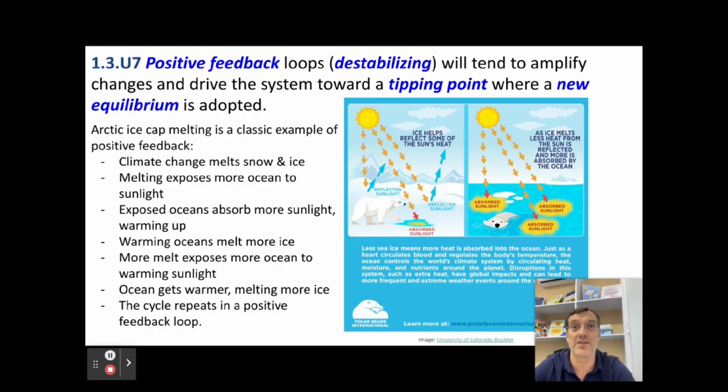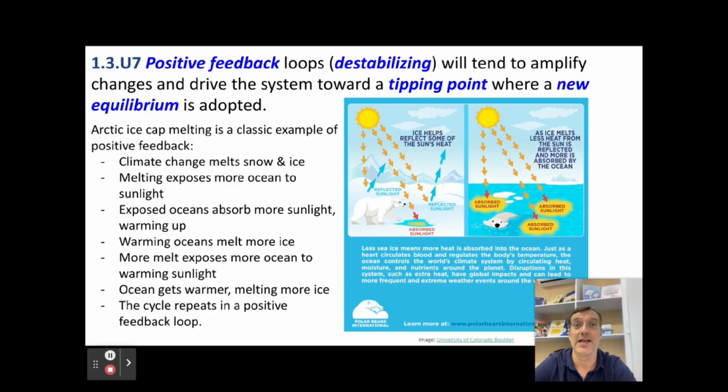If the temperature of the Earth increases due to global warming, this causes more Arctic ice to melt, which reduces the albedo or reflectivity of Earth's surface, so that Earth's surface then absorbs more solar radiation, and that increases the temperature further. This is a positive feedback loop that destabilizes the climate system and pushes it towards a tipping point. A tipping point is a critical threshold where a small change can have large and irreversible effects on a system.